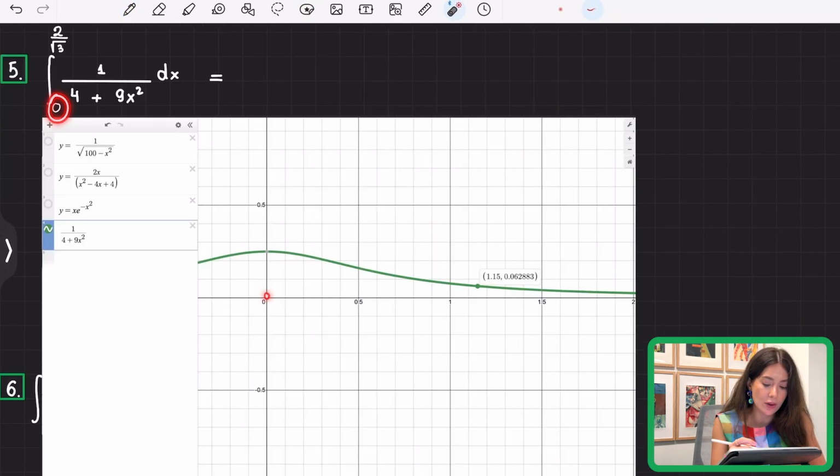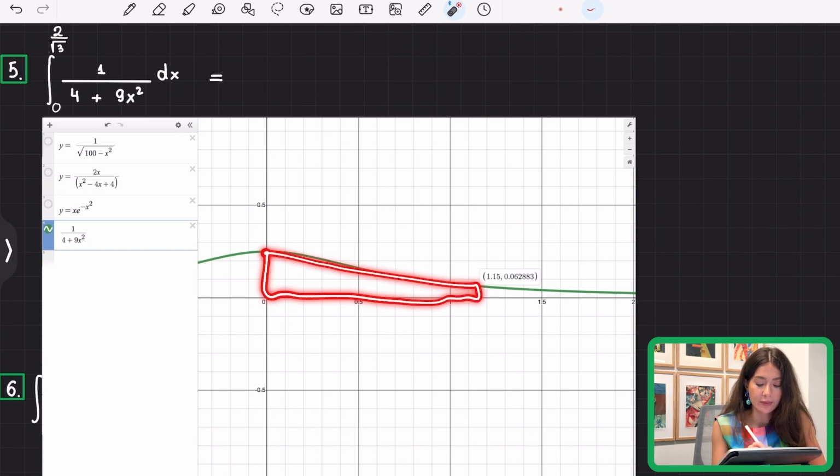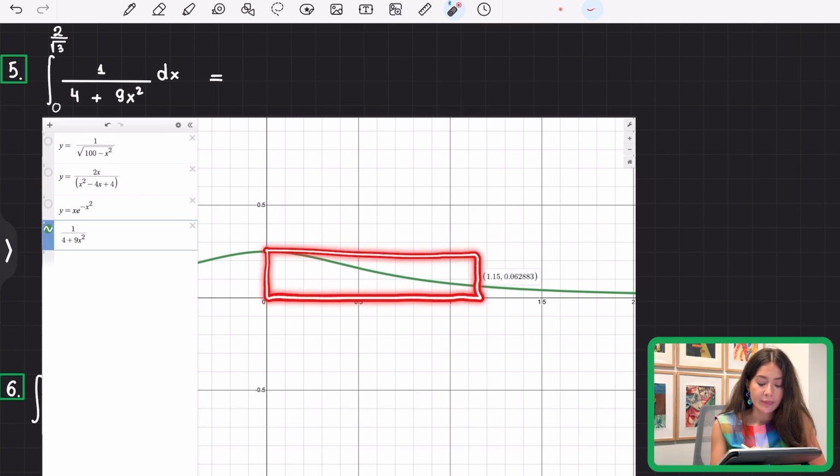Lower bound is 0, upper bound is 2 over square root of 3, which is 1.15. So a very rough ballpark. We're calculating area under this curve from 0 to 1.15, right? So this is the area that I want. Well, obviously, without calculus, you can calculate that area, but I can't calculate the area under the curve without calculus, so I can use a rectangle. I'm going to account for this, which is going to mislead me and give me a larger number than the actual, but it doesn't matter. I still want the ballpark.